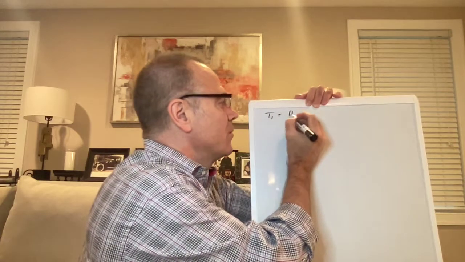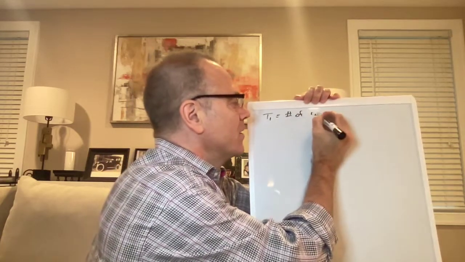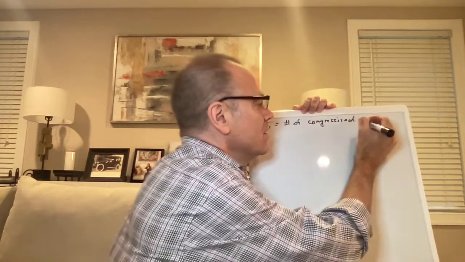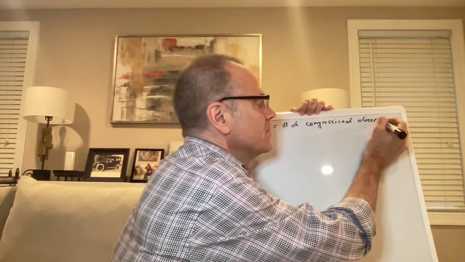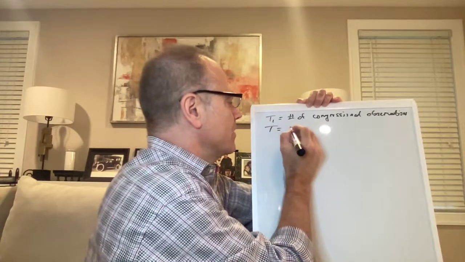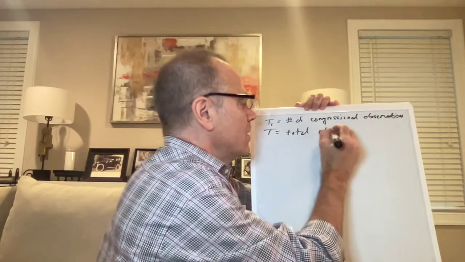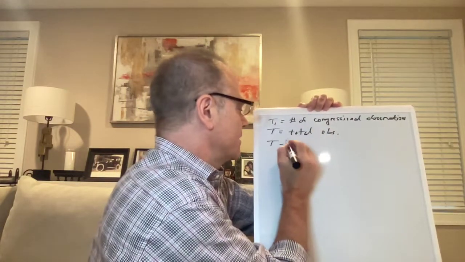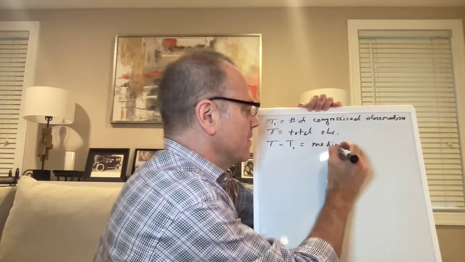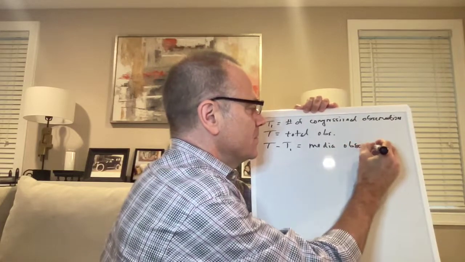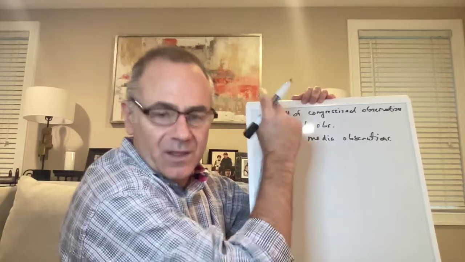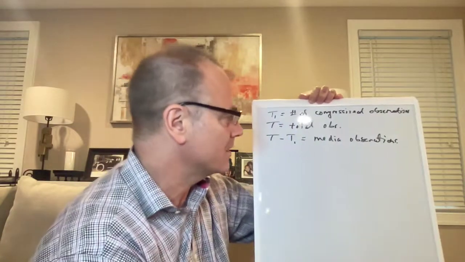So what we're going to do, just say T1 equals the number of congressional observations, and T equals total observations. So T minus T1 equals the number of media observations. Again, T1 is about 10,000. T is about 25,000.